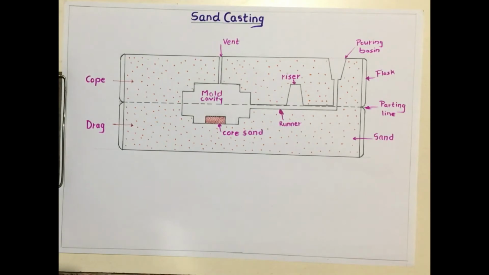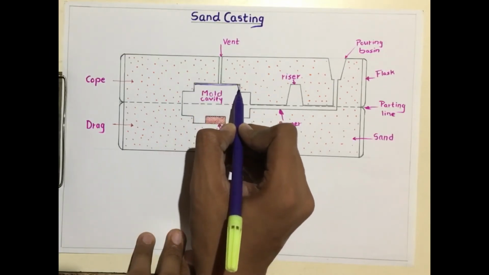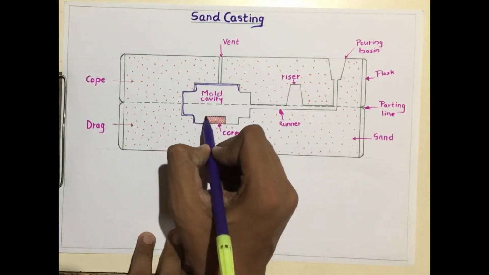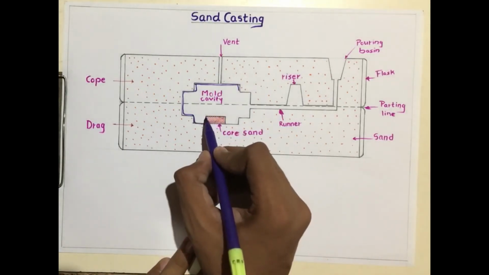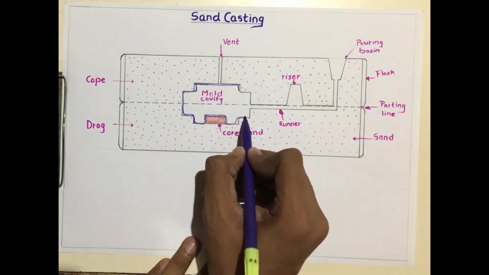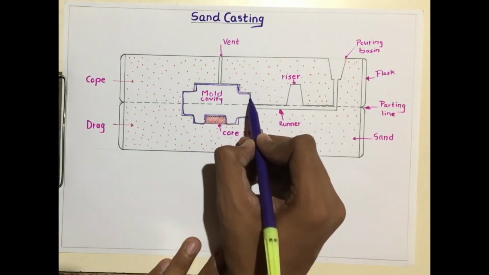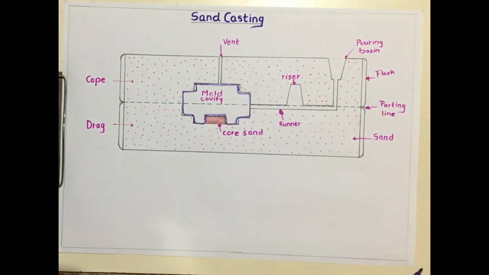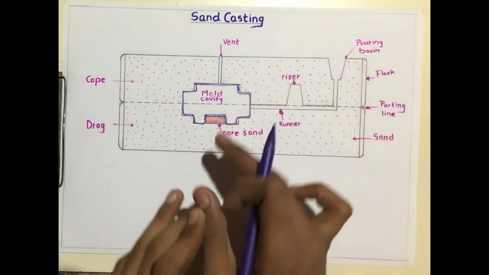Now we will see the steps involved in sand casting. First, a pattern is made. Pattern is a replica of the final object which is to be made and it is kept in the flask and the mold is prepared. If our final product is shaped like this, then the pattern is also of the same dimensional shape. Then the cope and drag are clamped to form the mold cavity.